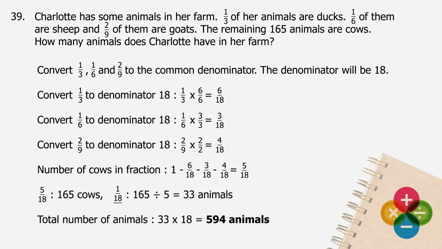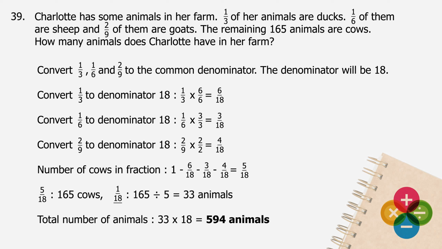Convert all the fractions to the common denominator. The denominator will be 18. Convert 1/3 to denominator 18: multiply 1/3 by 6, and the product is 6 over 18. Convert 1/6 to denominator 18: multiply 1/6 by 3, and the product is 3 over 18. Convert 2/9 to denominator 18: multiply 2/9 by 4, and the product is 8 over 18.